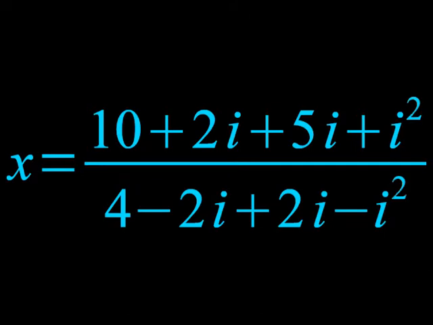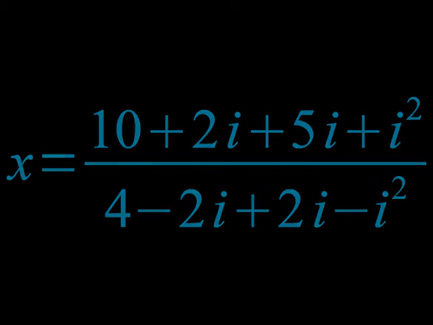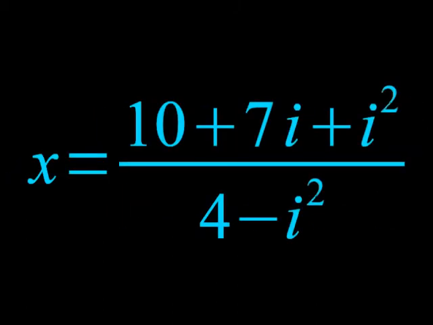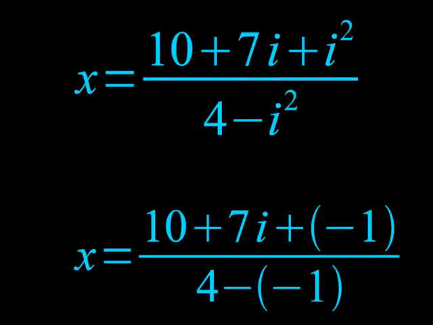We'll note that in the numerator, we have a 2i and a 5i that we can combine, giving us a 7i. In the denominator, we have a negative 2i and a positive 2i that will effectively cancel one another out, giving us a 0, thus allowing us to have simply a 4 and an i squared in our denominator.